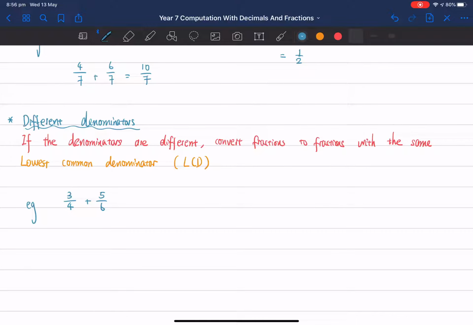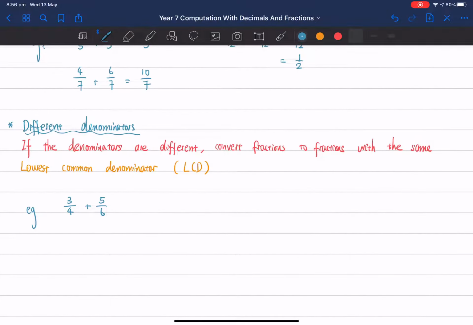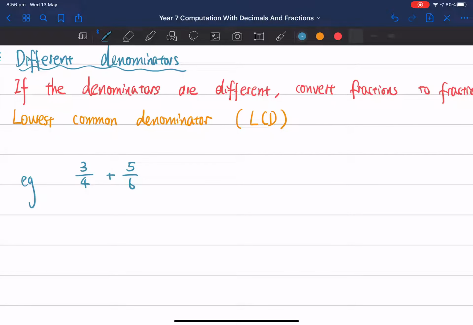So what you need to do here is the first thing you need to think about: what is the lowest common denominator? We have two denominators, one is equal to 4, the other one is equal to 6. All right, what are the common multiples? That's what you need to think about. And what is the lowest common multiple? So if you think about 4 and 6, all right, number 4 and number 6.